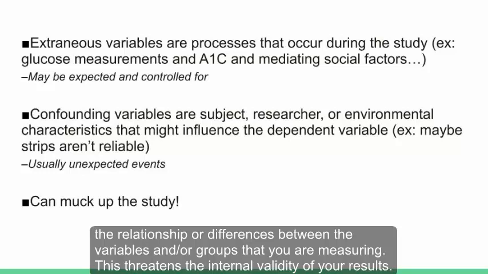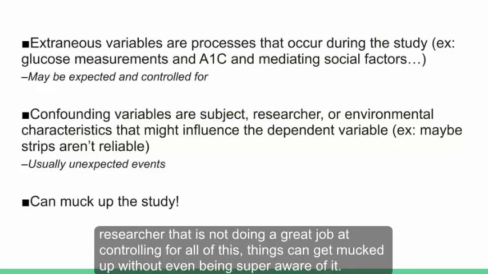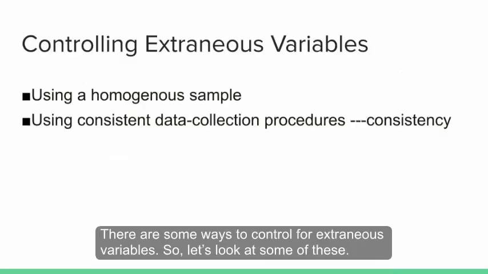This threatens the internal validity of your results. Okay, again, remember how I said all research is flawed? Here is that potential again. These are sometimes hard to control for, and if we have a researcher that is not doing a great job at controlling for all of this, things can get mucked up without even being super aware of it. Well, there are some ways to control for extraneous variables, so let's look at some of these.